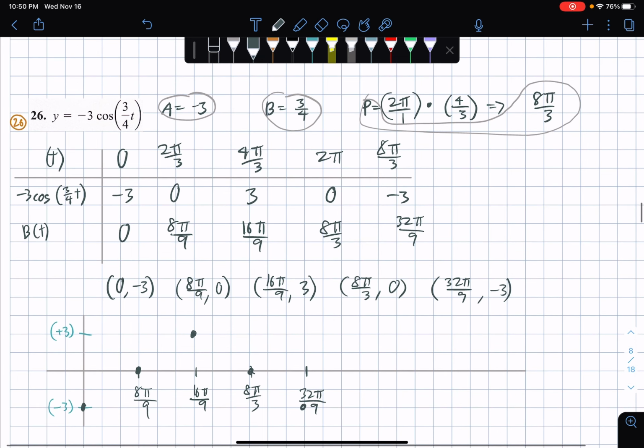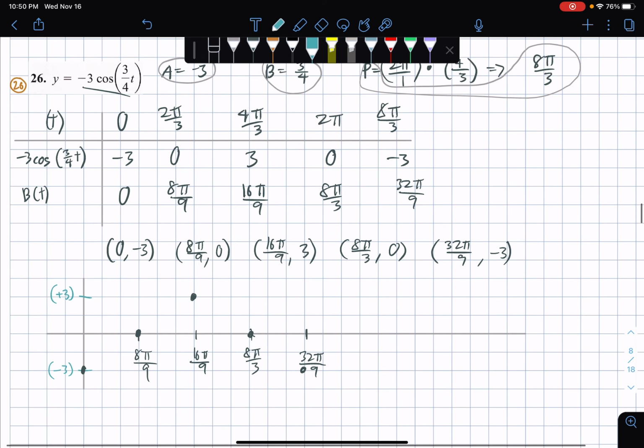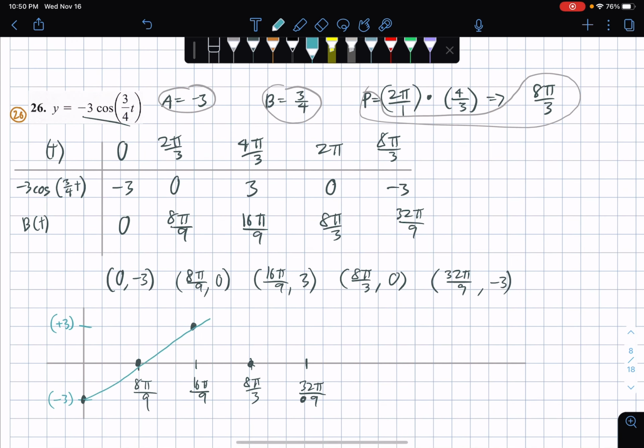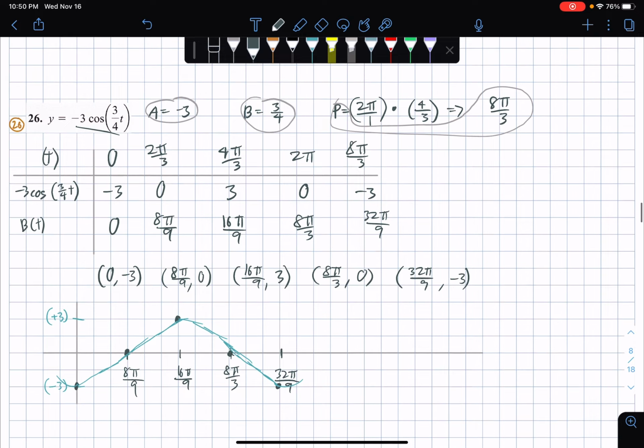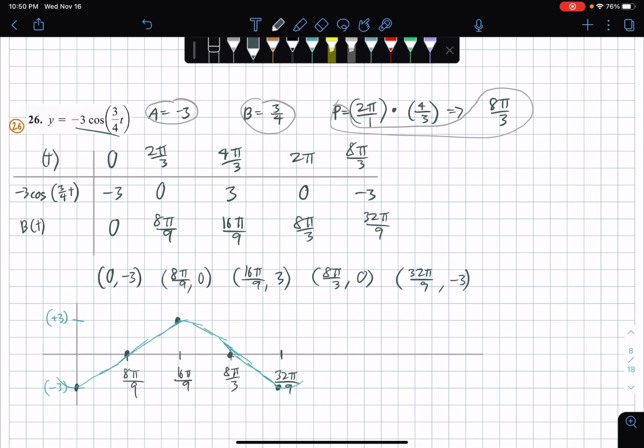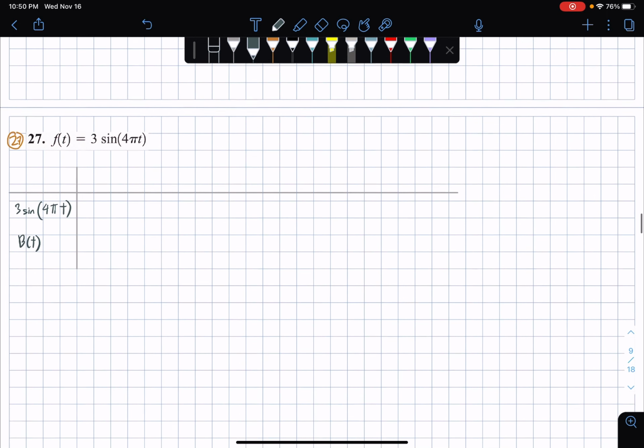This function is a negative cosine, so apparently it starts from a value below sea level in the y-axis. So you get a graph like this. Okay, let's go with number 27.